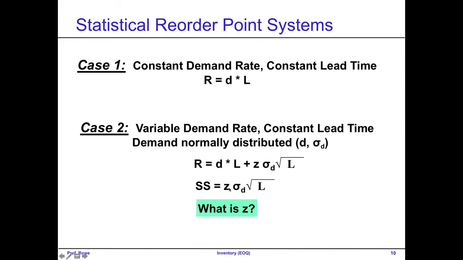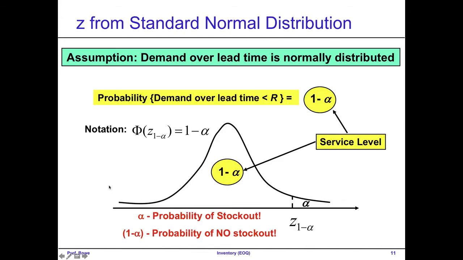So then the question is, what is Z? How do we find that? Well, Z is found from the standard normal distribution. When we're looking at the standard normal distribution, the area under the curve up to the service level that we want to achieve is going to be 1 minus alpha, 1 minus alpha being the probability of not stocking out. Alpha is over on the tail, and that is the probability of stocking out. So we will find the Z value corresponding to the service level that we want.